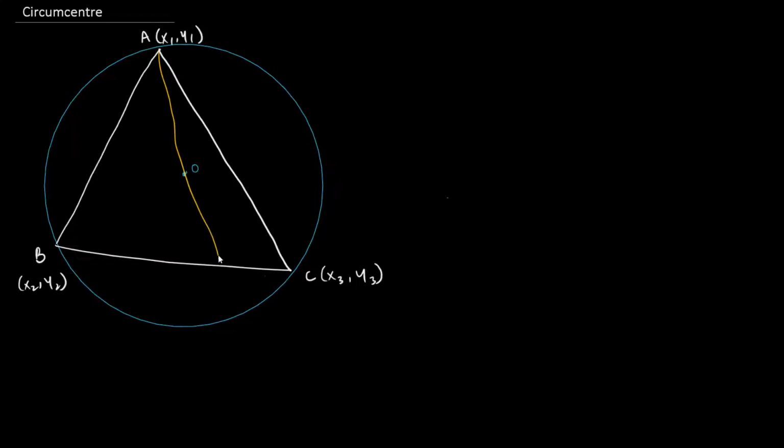So OA, let me just draw it a bit better this time. OA intersects BC at the point D, and let me also join OB. I need to extend it to the other side. And let's also join OC. First of all, just a point of observation: OA, OB, and OC are all equal, since it's just the distance from the center to any point on the circumference.